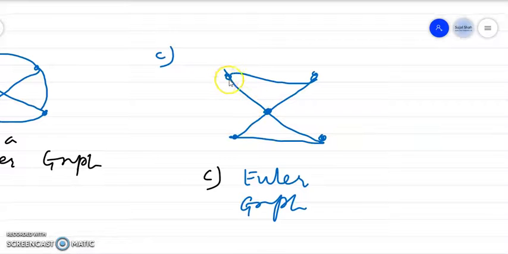Example C, in this example you can see that each vertex A, B, C and D have each degree 2 and vertex E has degree 4, but all are even degree vertices, so this is a Euler graph.